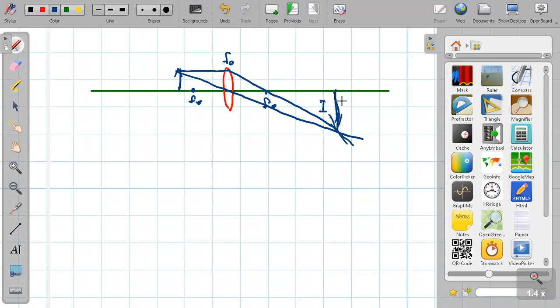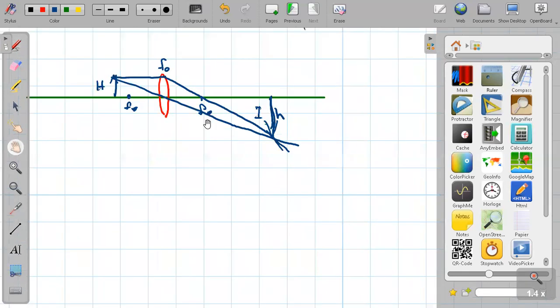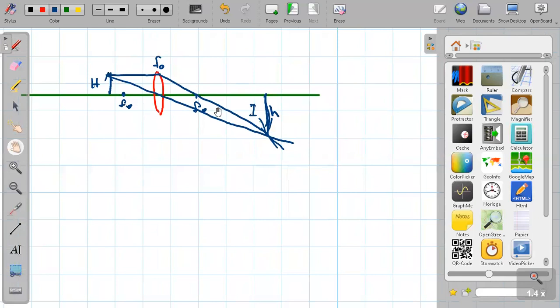Image and height, and capital H. If you want to create an image at infinity, where should you keep the lens? Eyepiece, FIPs. Where should you keep to create an image at infinity?